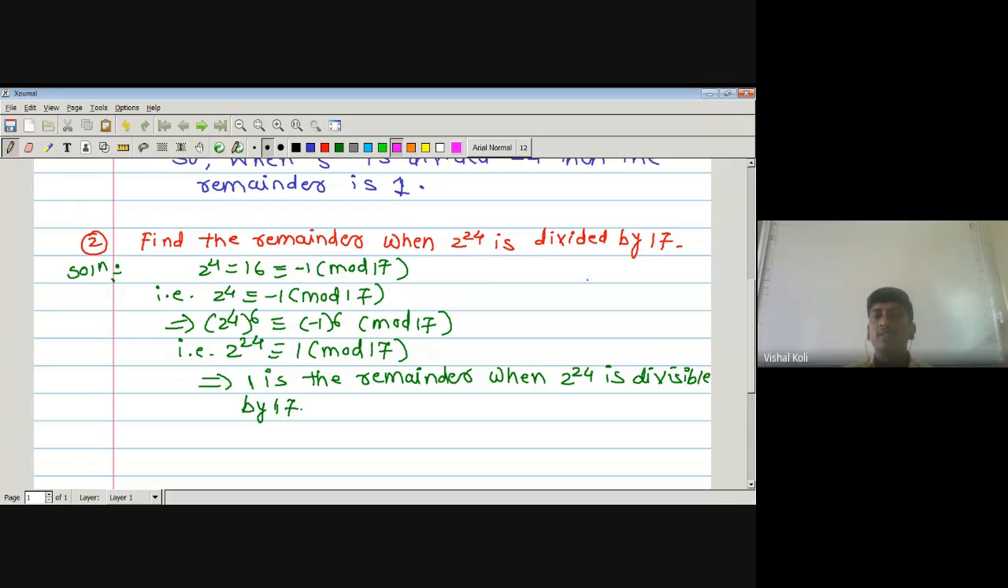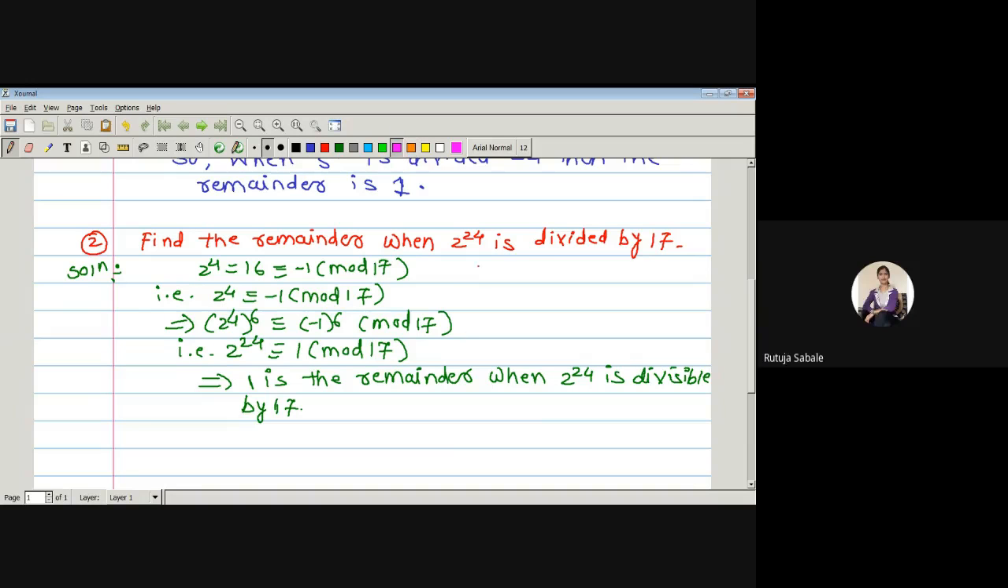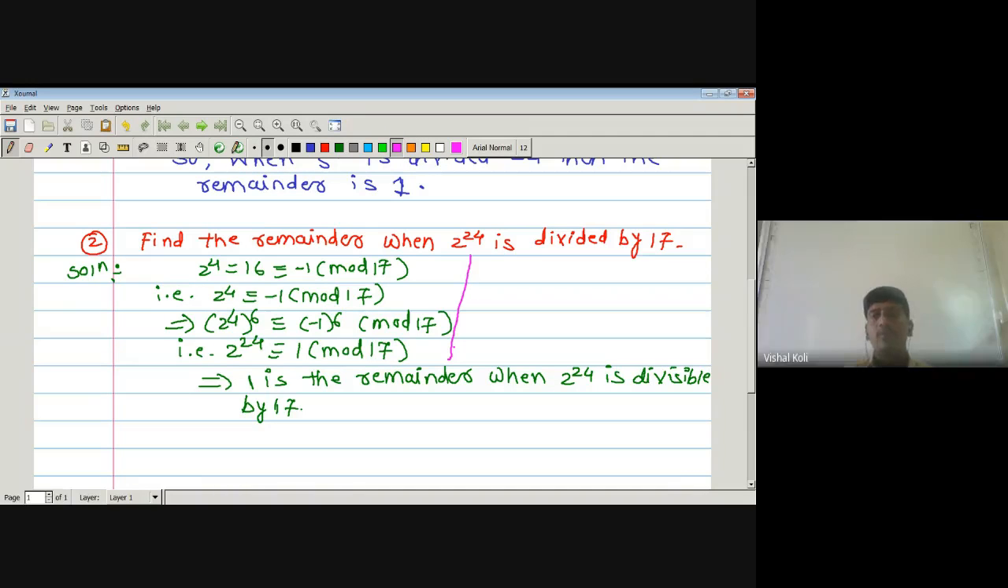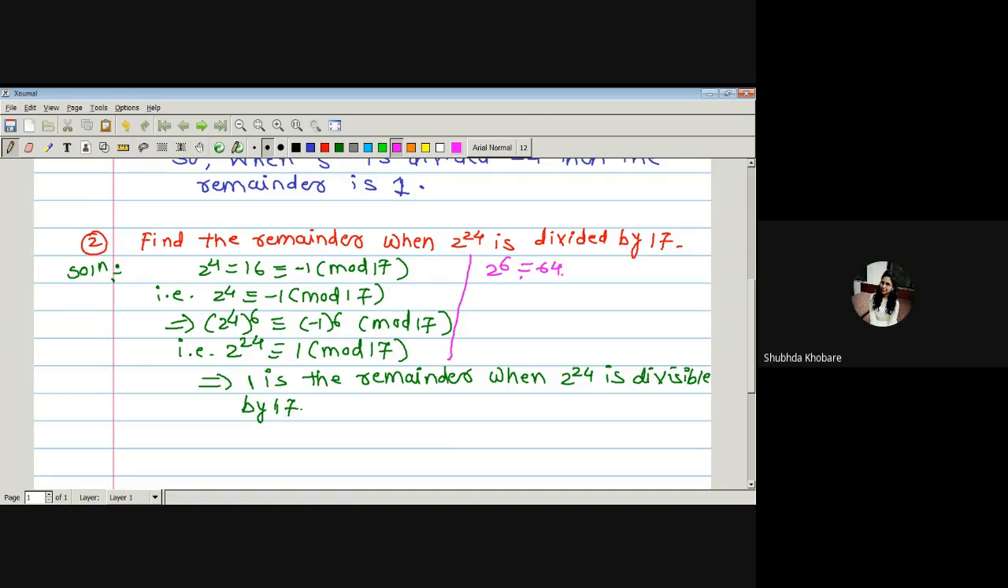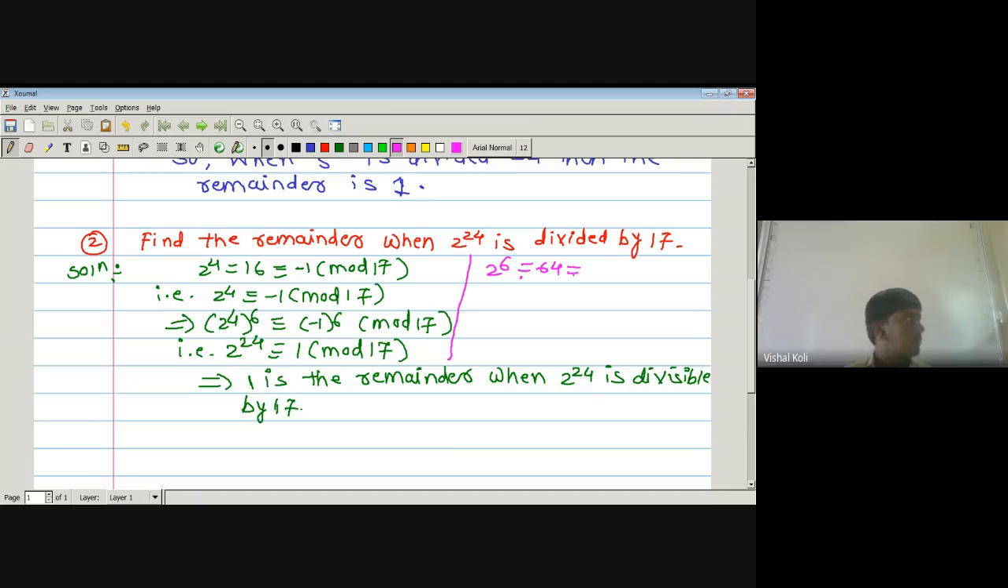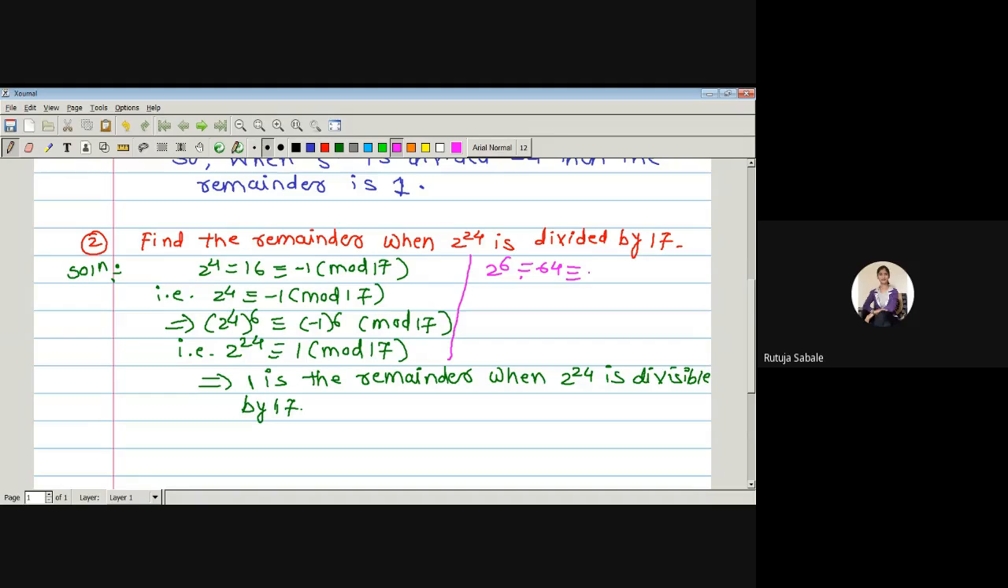2 to the power 6. What is the value of 2 to the power 6? Let us solve this one. 64. 64 divided by 17, what should be the remainder? 13, which is congruent to minus 1.